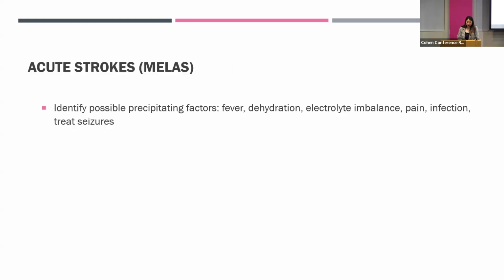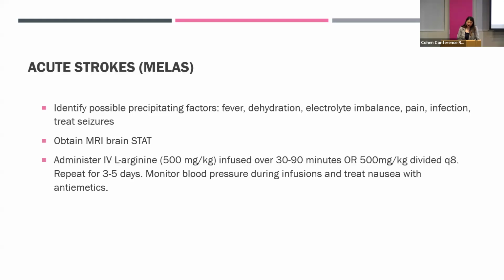For strokes, for MELAS, you want to identify the precipitating factors, and then you want to get an MRI stat, and then this is the dose of L-arginine that we give. It's 500 milligrams per kilogram. I don't usually give the first bolus. I usually do the 500 milligrams per kilo divided Q8. You can give that daily for about 3 to 5 days.